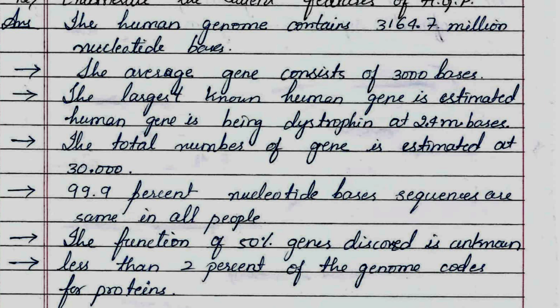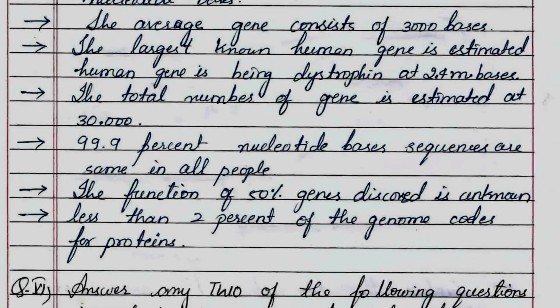99.9% nucleotide base sequences are the same in all people. The function of 50% of genes discovered is unknown. Less than 2% of the genome codes for proteins. Here is the last bit.